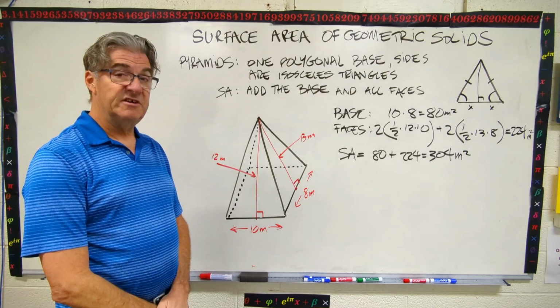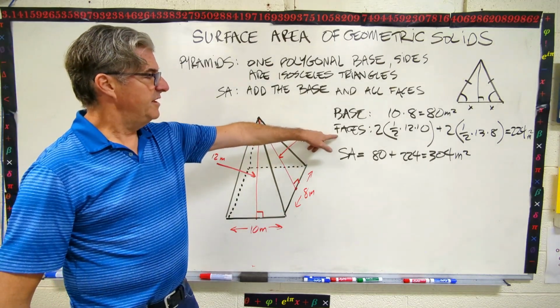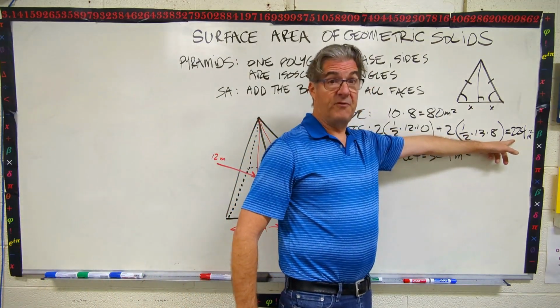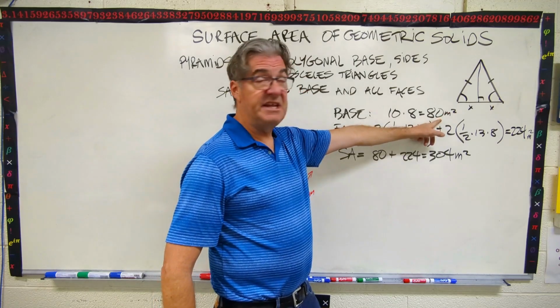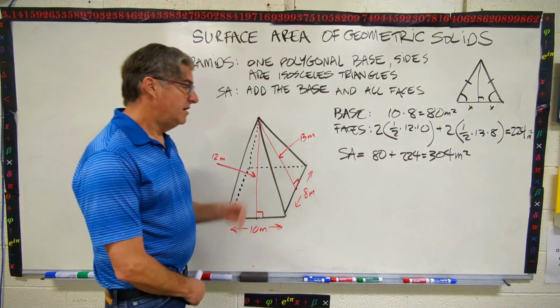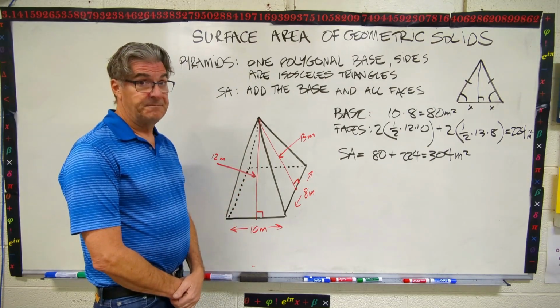All right, I just took this calculation all the way home. So first off, the surface area of our faces, if you do this math out, you're going to get 224 meters squared. Add that to the 80 for the base, and I get 304 meters squared for the surface area of this rectangular prism.